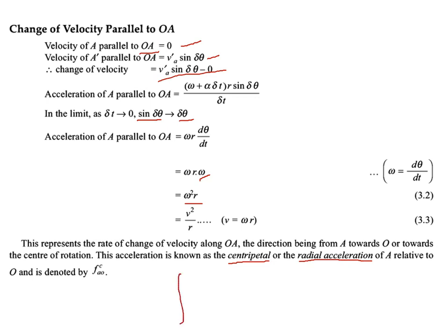This is denoted by Fc for the length AO. Ft was denoted by the tangential acceleration, and this Fc is the centripetal acceleration. So one is tangential and one is centripetal. Tangential will always be perpendicular, centripetal will always be parallel. These two things you have to remember.